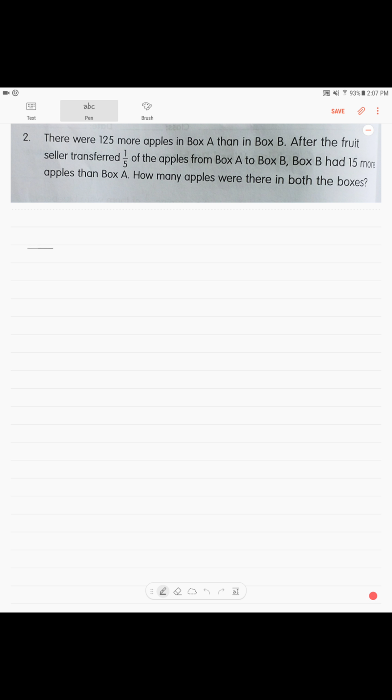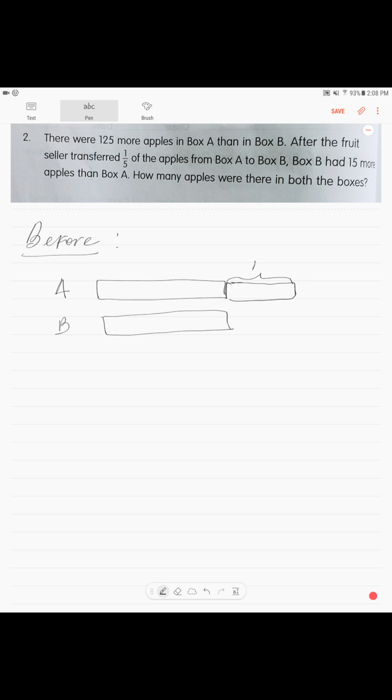So basically, you have your before-after problem. It's a before-after problem. So your before, you had certain amount of apples in box A and box B. Let's write it down, A and B. Okay, and they tell us that there were before 125 more apples. So this, let's draw a separate unit. This is 125. This is 125 apples.